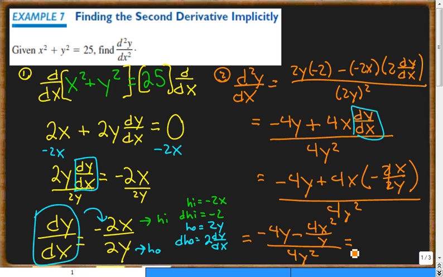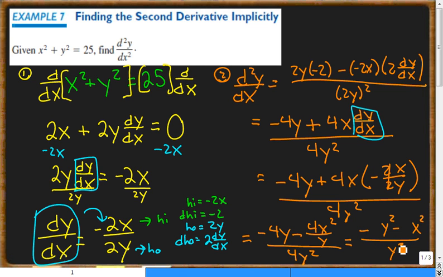We can simplify this and get rid of the fraction if we multiply everything by y. It becomes negative 4y squared minus 4x squared, all over 4y cubed. Since there's a 4 in everything, we can get rid of all of these terms, and you're left with this as a simplified solution.